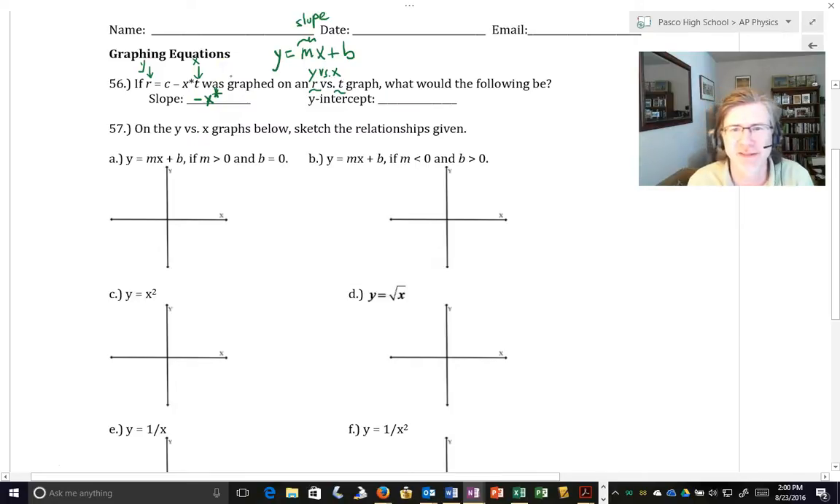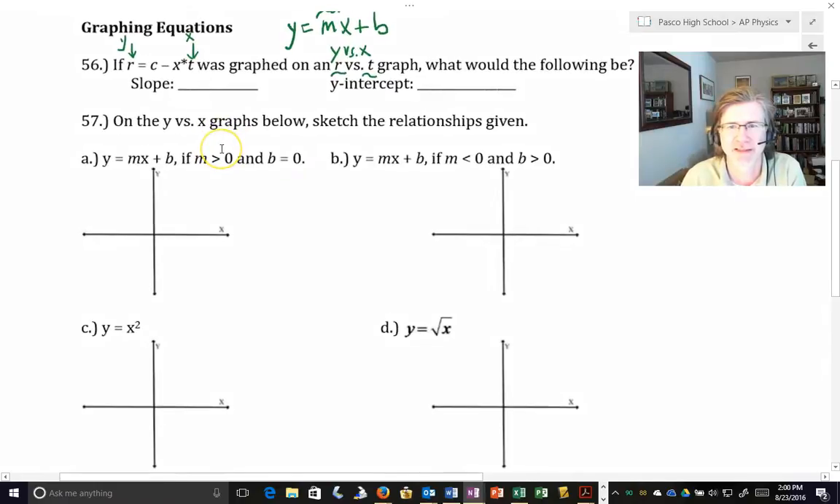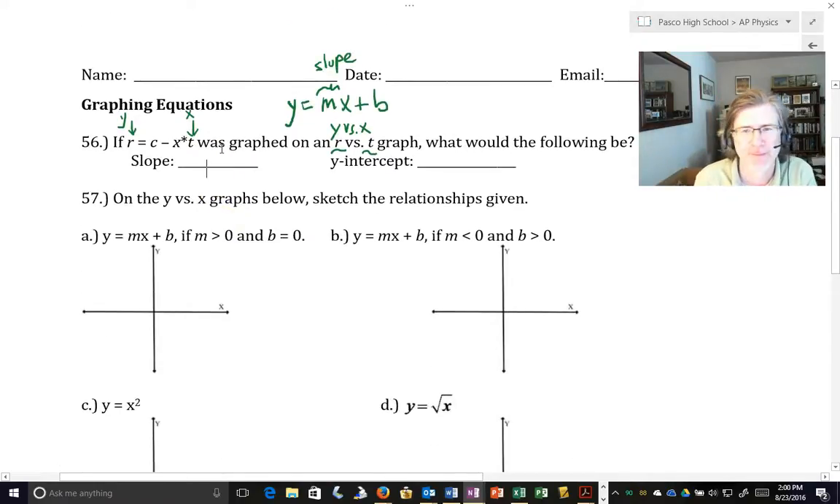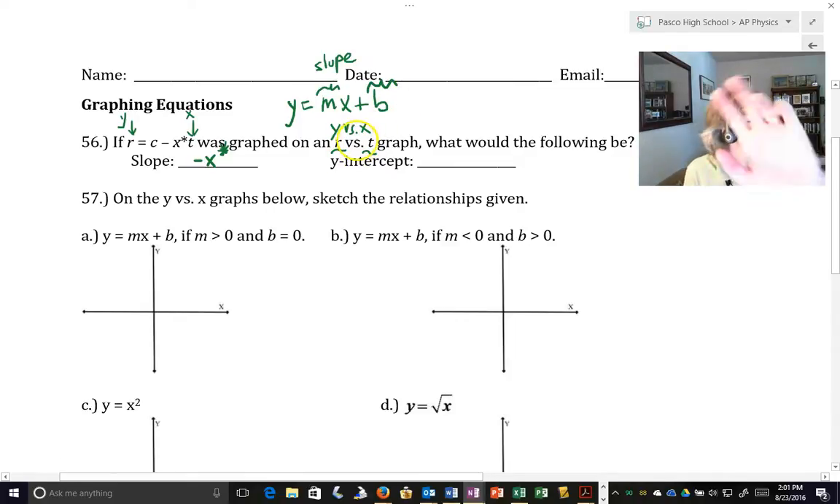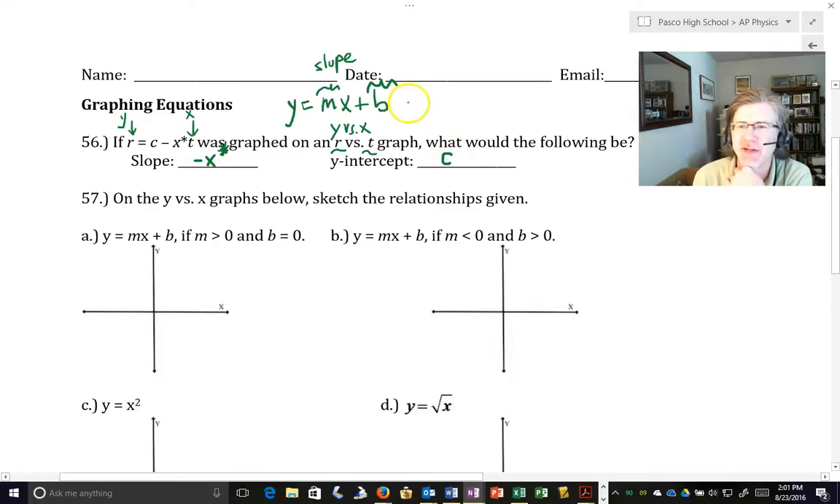Wow, that's really ugly. Let me erase that and write it a little bit better. I could probably zoom in a little bit here. So the slope is minus x star, asterisk, whatever. And the y-intercept, whatever is hanging alone by itself out here and isn't mentioned in y versus x, must be b. So that in this case must be the c. So y-intercept must be c. So this comes from knowing, first of all, the equation for a line, and then how we talk about graphs of lines.